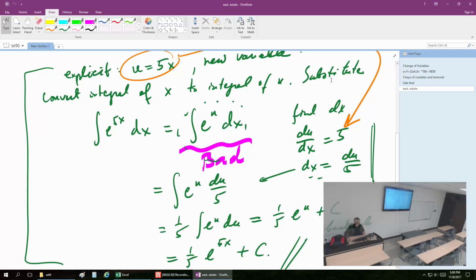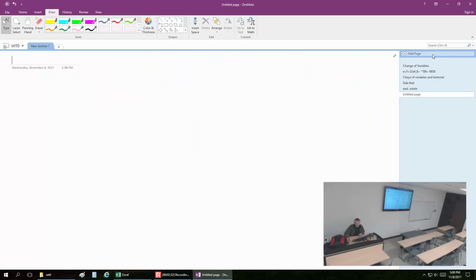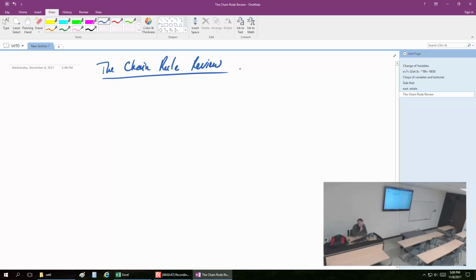So this is how it works out with linear substitutions, but if we go on to substitutions that are not linear, it's still about the chain rule. So, chain rule review. Okay, so in the compositions.